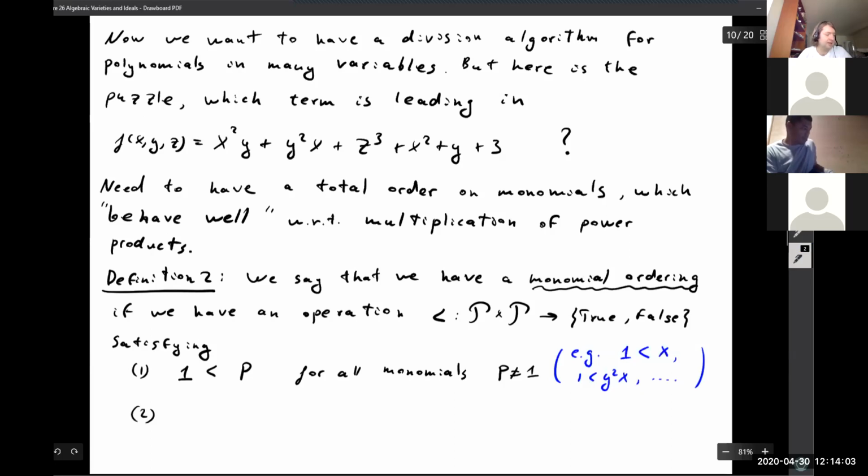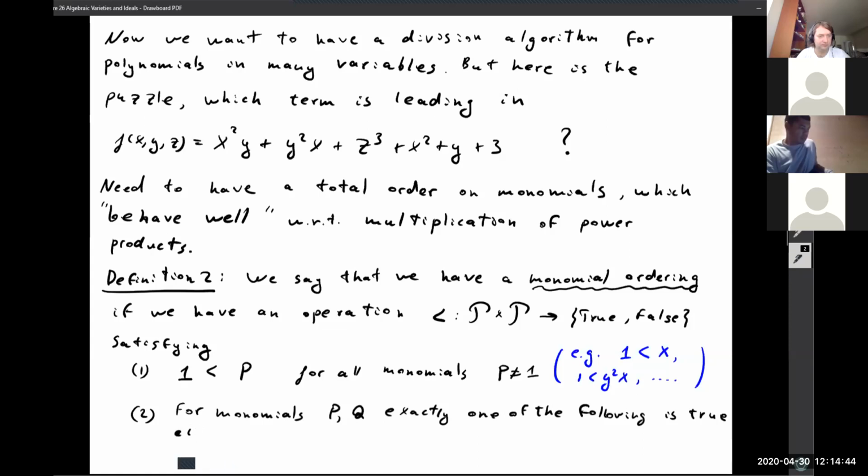Now the second condition is that for monomials P, Q, exactly one of the following is true: either P less than Q, or P equal to Q, or Q less than P.